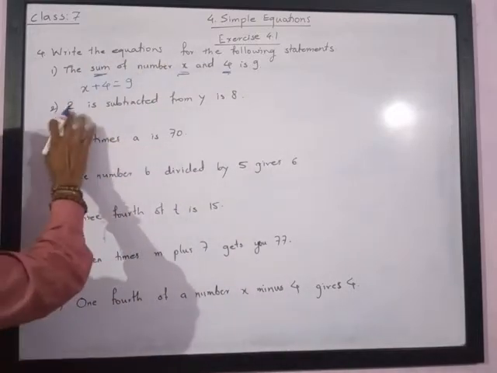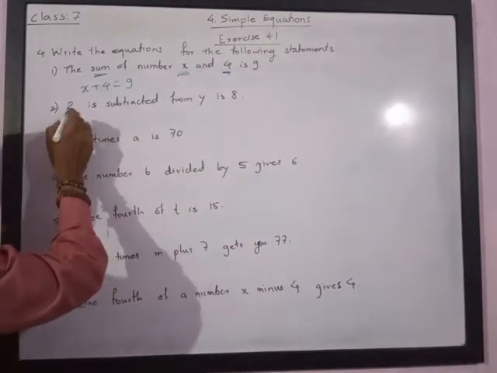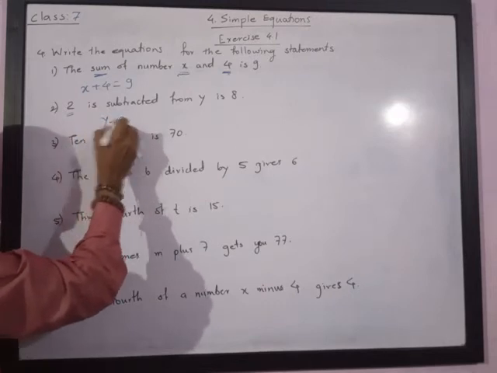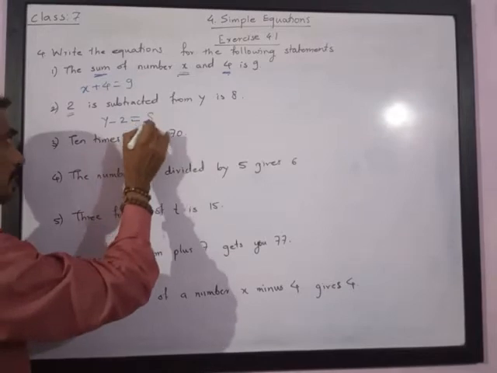Second is 2 subtracted from y is 8. Please note here 2 is subtracted from y. So here it is y minus 2. 2 is subtracted from y to get the answer 8, so y minus 2 is 8.